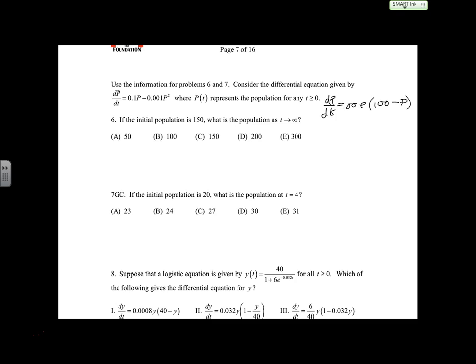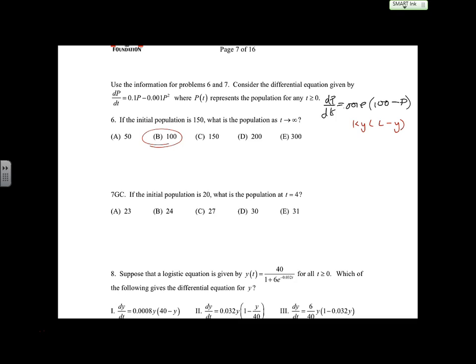Okay, hold on, can we talk about all of them, just because it's logistic and we haven't done logistic at all in a while? So number 6, if the initial population is 150, what's the population as T approaches infinity? 100. Why? Because it's a limiting constant. So remember we have K, Y times L minus Y. We're thinking about the logistic growth. L is a limiting constant.